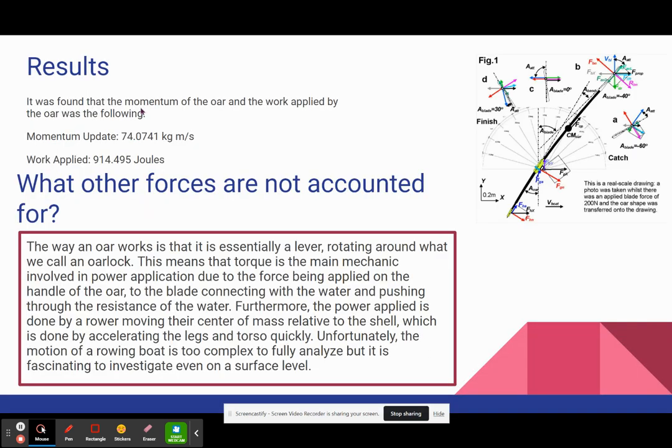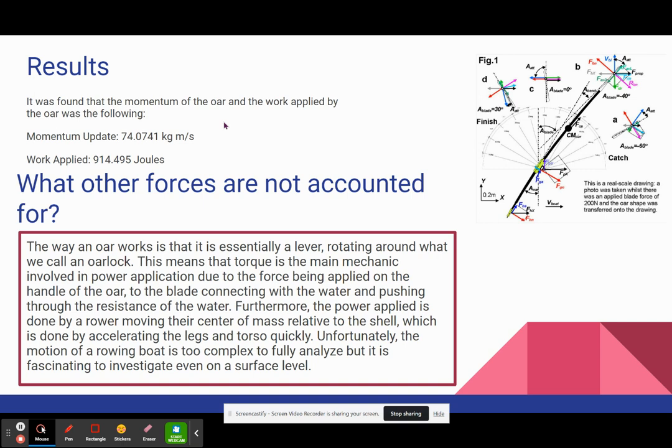So for the results, it was found that the average momentum of the oar and work applied by the oar was the following. The momentum update was 74.0741 kilogram meters per second, and the work applied was 914.495 joules. However, this is relatively low because we have not considered resistance of the water in terms of work applied, as there's probably more work applied in order to move the boat. So what other forces are not accounted for?